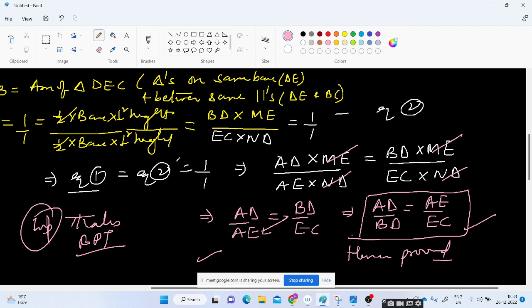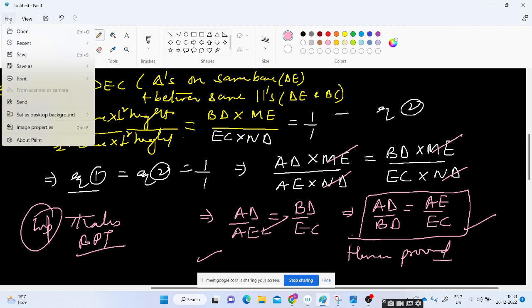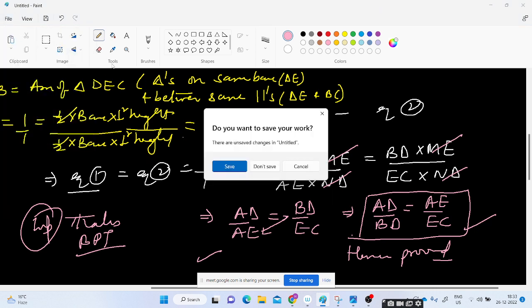So I hope this is clear. Now we will do converse of this because that is also important, and thereafter we do some questions based on these two theorems. Okay, now next one is write down converse of BPT or basic proportionality theorem.